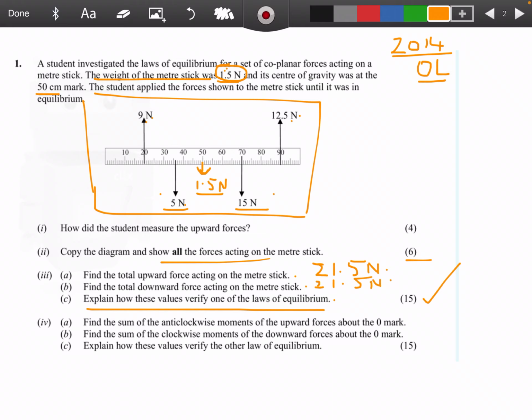And then finally, our sum of the anti-clockwise moments of the upward forces about the 0 mark, and the clockwise moments of the downward forces about the 0 mark. So this is the important thing to keep in mind with these.